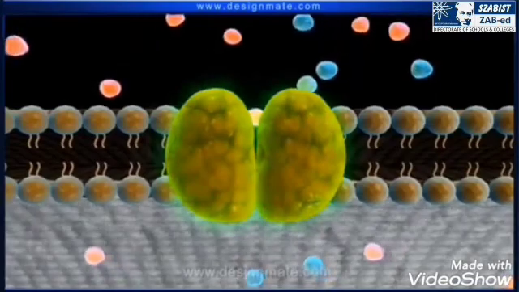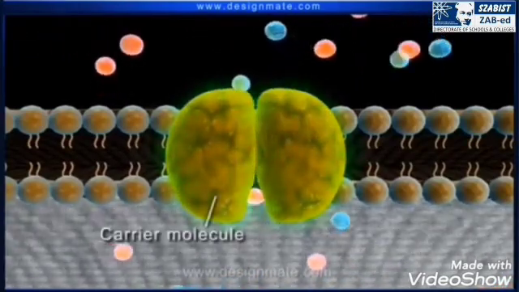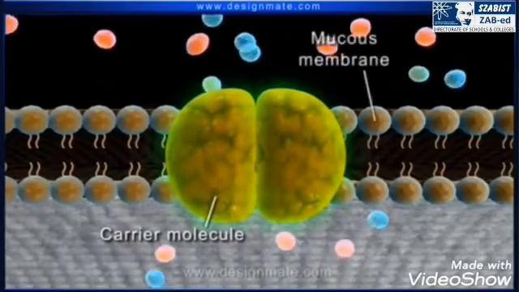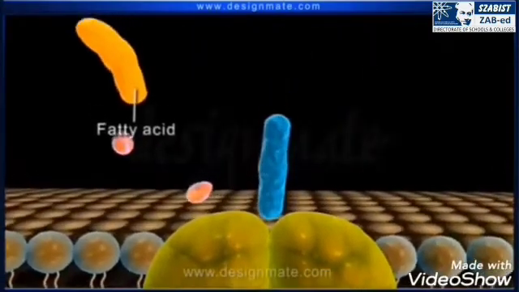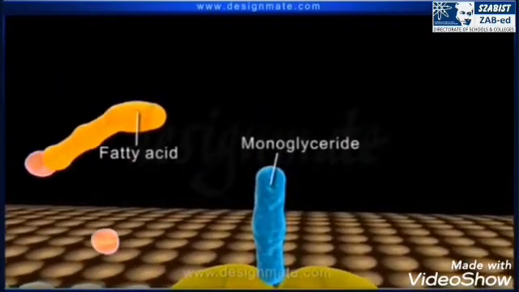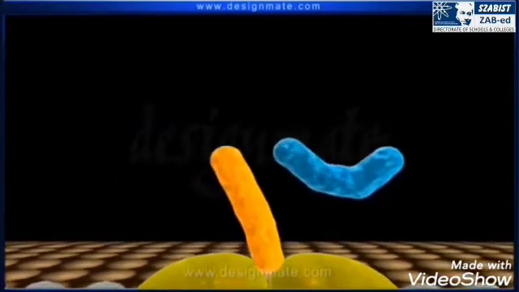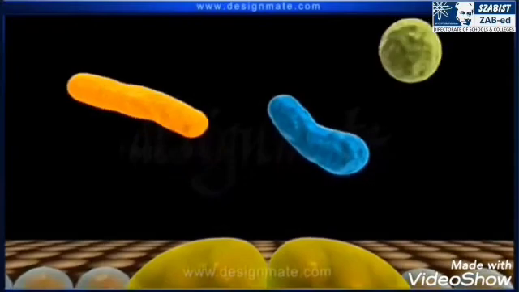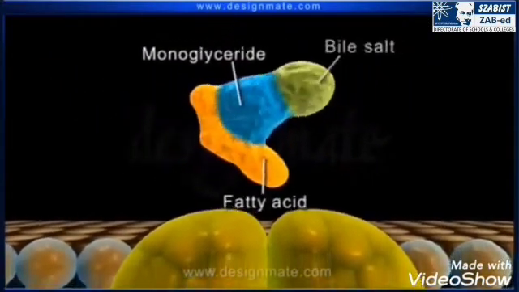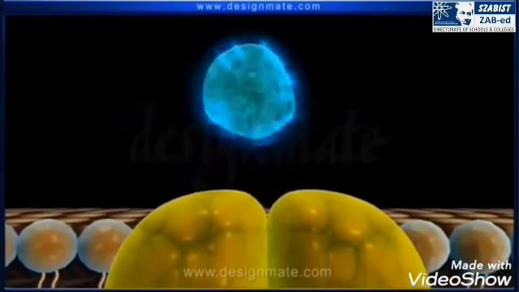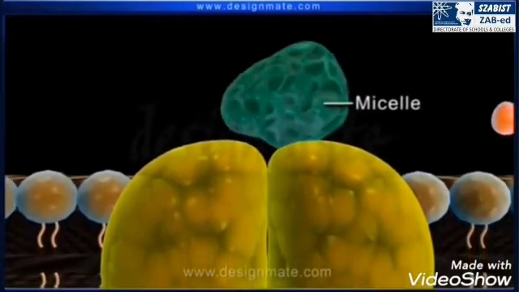Sugars such as fructose and mannose are absorbed with the help of some carrier molecules present in the mucous membrane along the concentration gradients. The long chain fatty acids and monoglycerides are insoluble in water in the intestinal lumen. Fatty acids, monoglycerides, and bile salts aggregate to form water-soluble molecules called micelles.